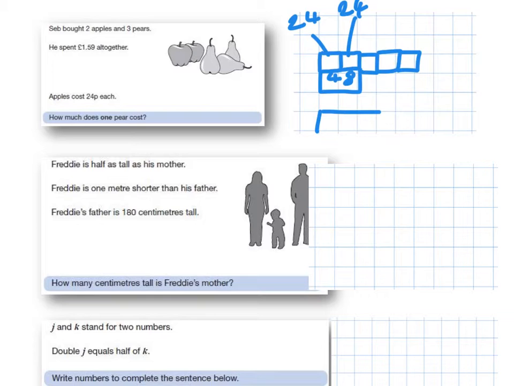And because I know how much the whole set cost, which cost 159p or £1.59, 48p here, then I can work out how much the pears cost me altogether. Once I've worked out how much the pears cost me altogether, I can divide that number by 3. That'll tell me how much 1 pear costs. And now we can move on to the next problem.